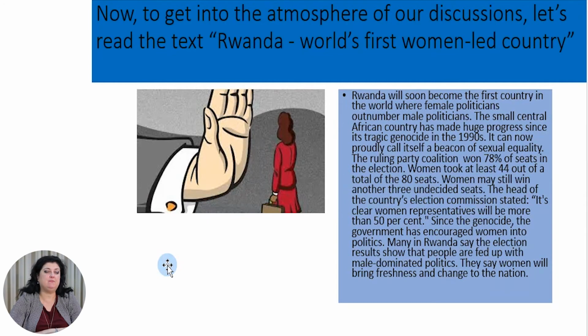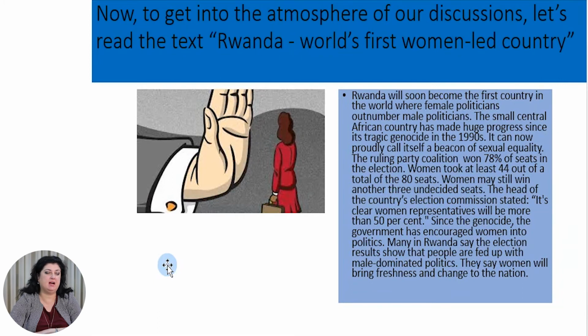Rwanda will soon become the first country in the world where female politicians outnumber male politicians. The small Central African country has made huge progress since its tragic genocide in the 1990s. It can now proudly call itself a beacon of sexual equality. The ruling party coalition won 78% of seats in the election. Women took at least 44 out of a total of the 80 seats. Women may still win another 3 undecided seats.